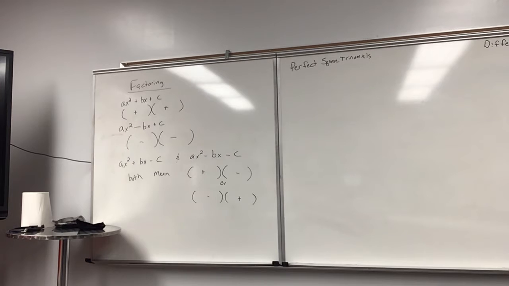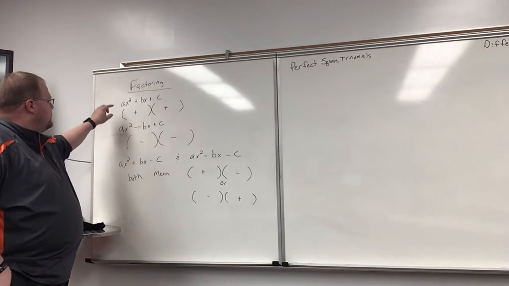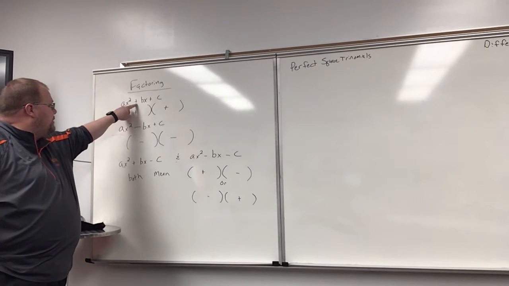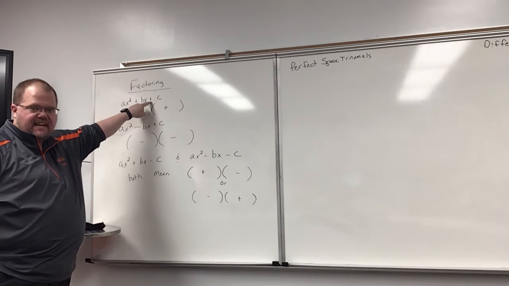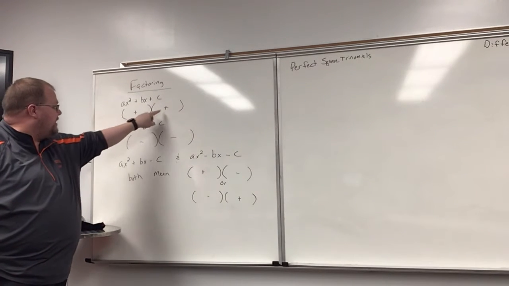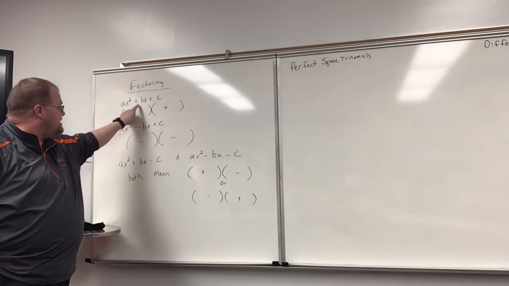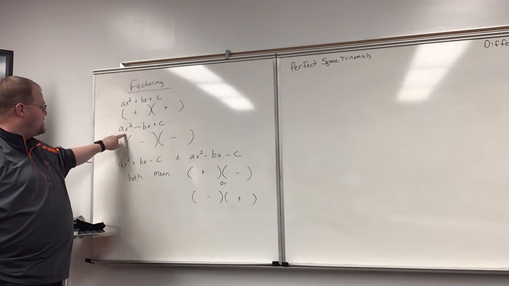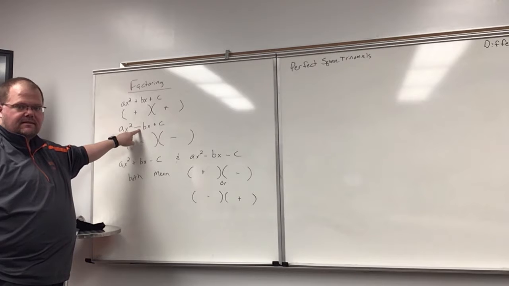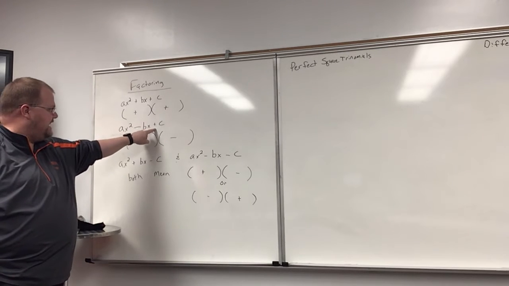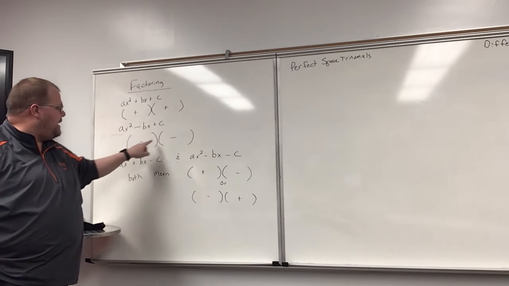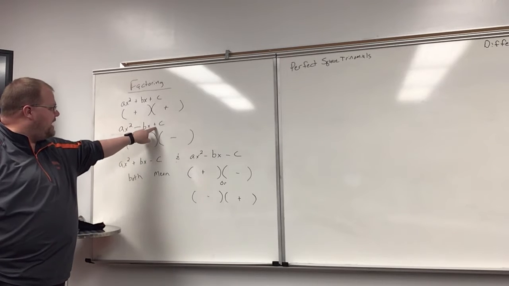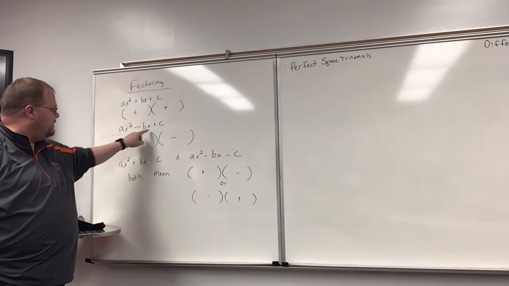So, remember the rules of factoring. If it says ax squared plus bx plus c, your signs in the middle are going to be plus and plus because this is positive and so is this. If it says ax squared minus bx plus c, these are both going to be minus because they have to multiply to a positive and add to a negative.